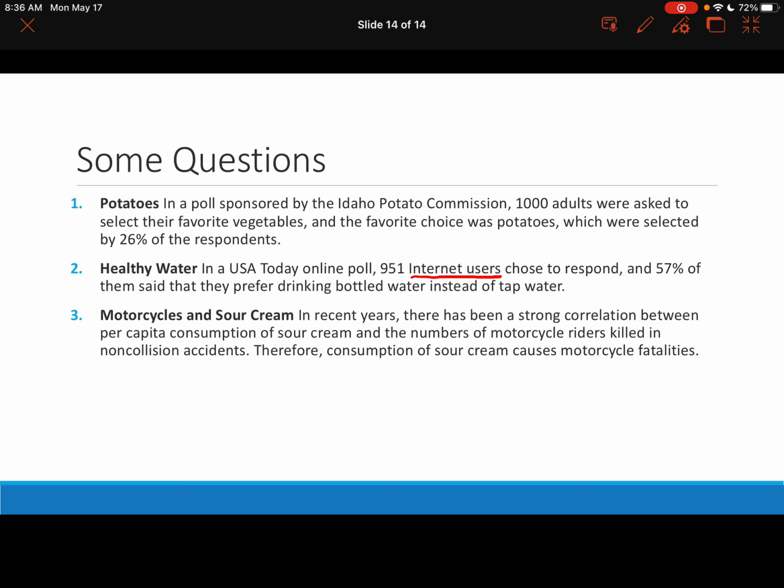Motorcycles and sour cream. In recent years, there has been a strong correlation between per capita consumption of sour cream and the number of motorcycle riders killed in accidents. So these two have a very strong relationship, but there's no causal effect. One is not the cause of the other. So you cannot just say we should reduce the consumption of sour cream in order to reduce motorcycle fatalities. This is not true. Right? They're not cause and effect. So this is not a good conclusion.